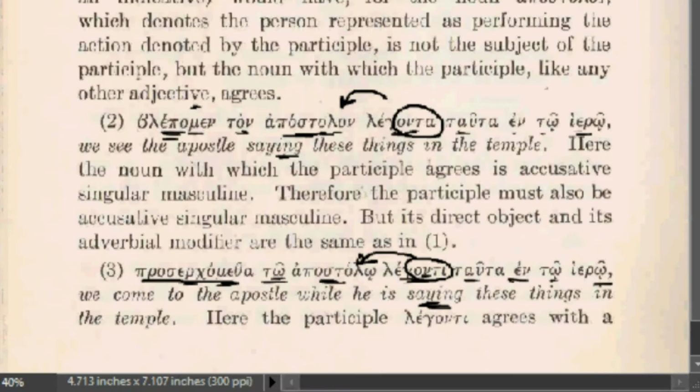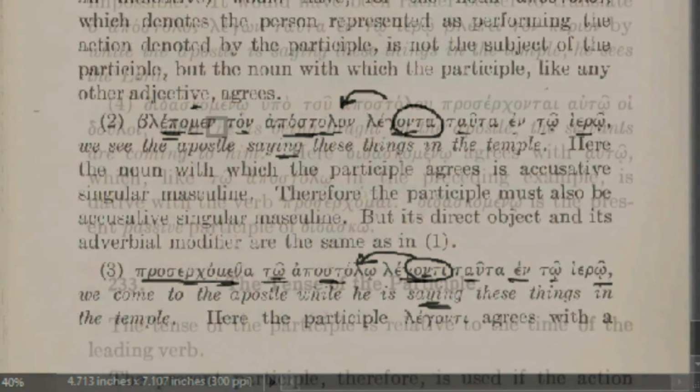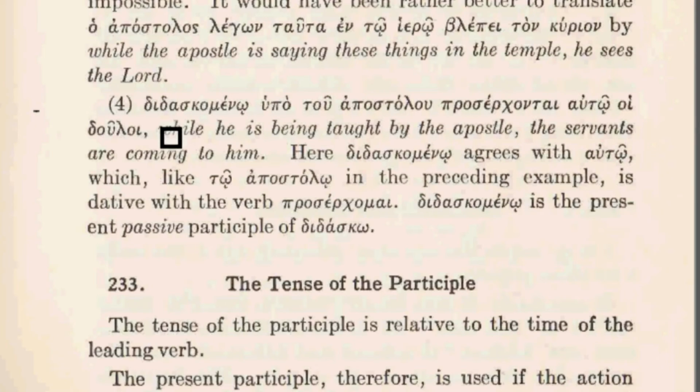All right, the next exercise given to us by Machen is on page 105, and it reads, didaskomenô hupo tou apostolou proserchontai autô hoi douloi. All right, let's see what we can make of this.